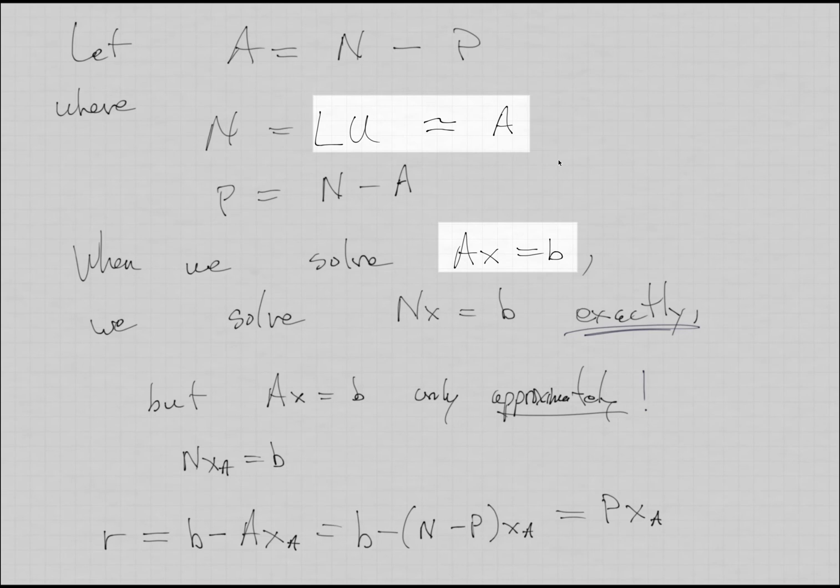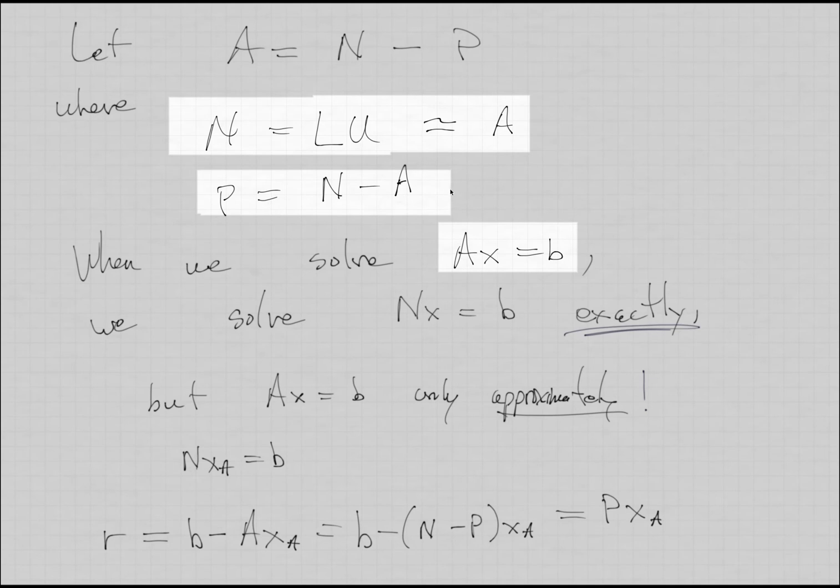In those cases, LU may have significant differences from A, significant discrepancies. So we define P to be the error in our approximation. By the way, I'm going to use N to denote L times U in what follows, because I'll be writing that a lot. And P will be the discrepancy between N, which is our approximation to A, and the true value of A.